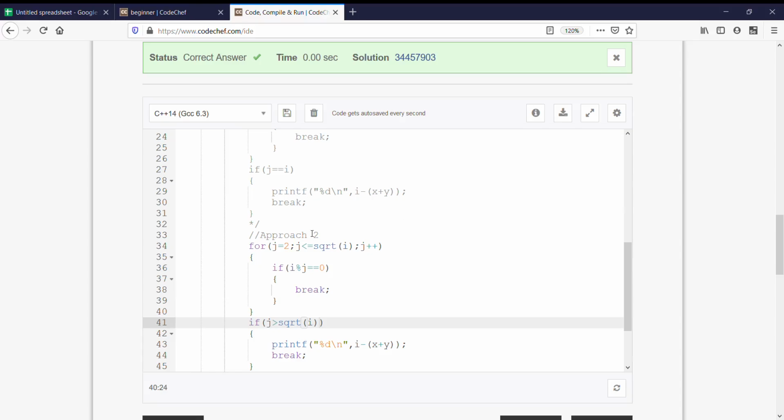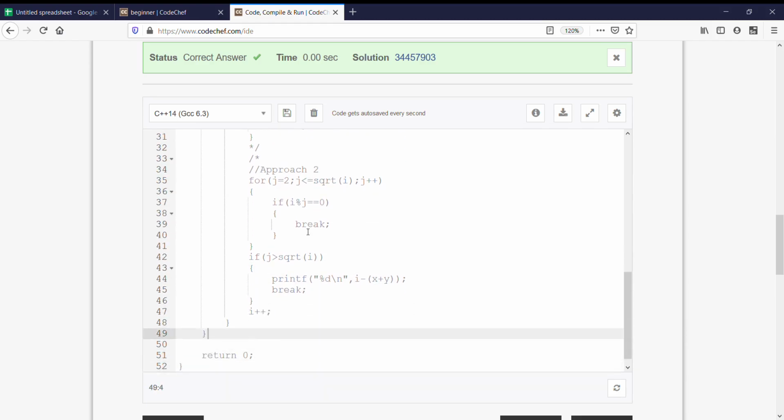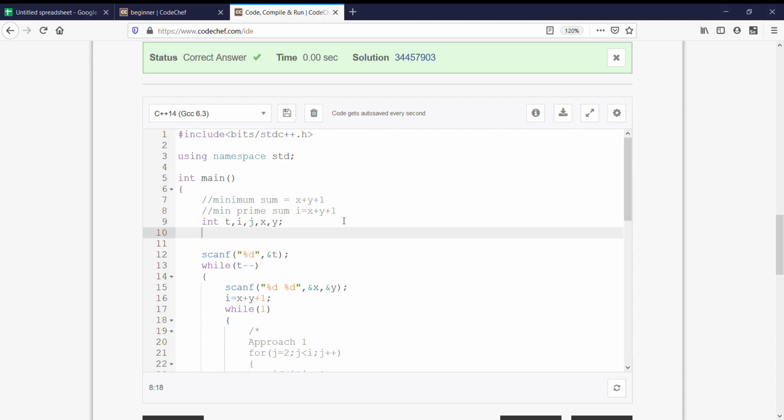So let us comment out approach 3 and approach 2 and start with approach 3. In approach 2, for each I, you are traversing from j equal to 2 till j equal to square root of I. So every time we get a new I, we would be finding whether the number is prime or not.